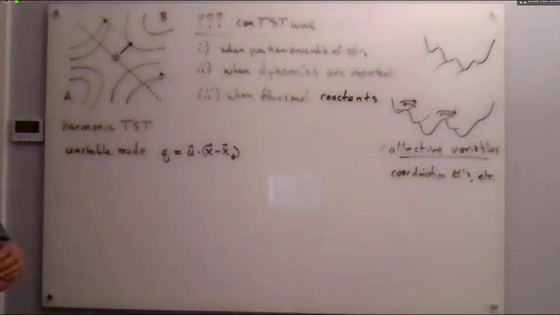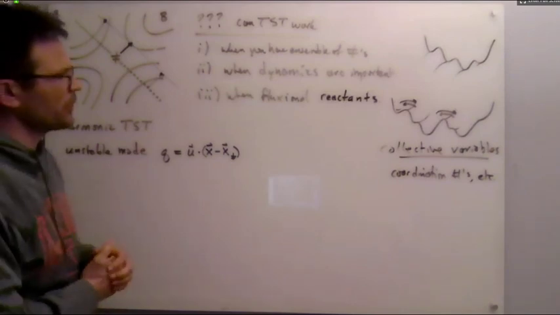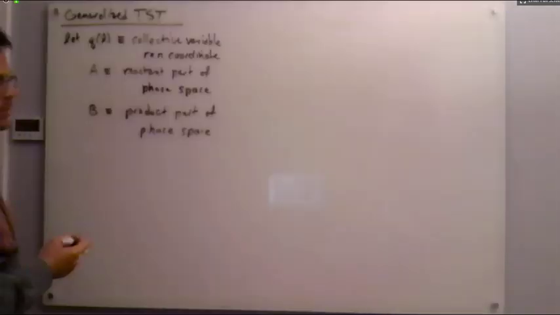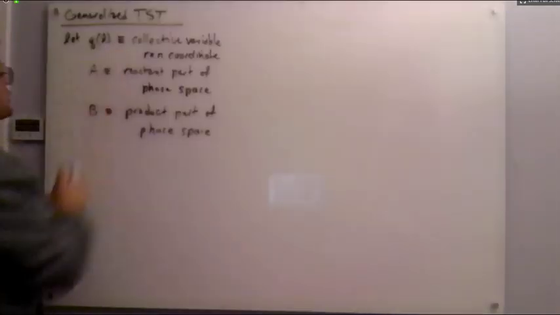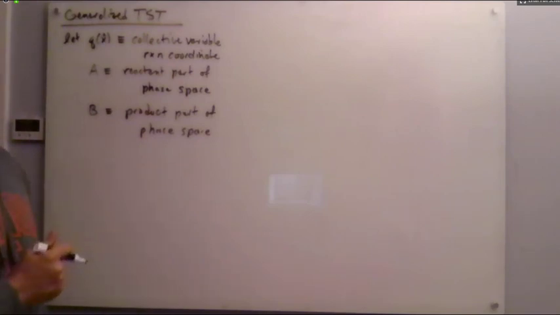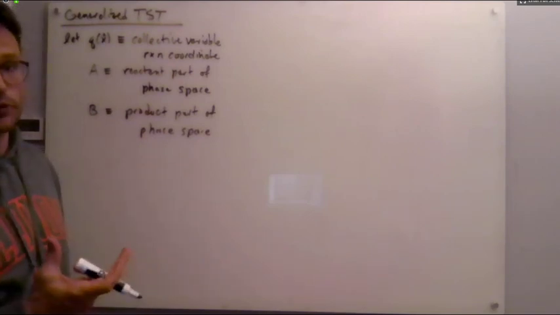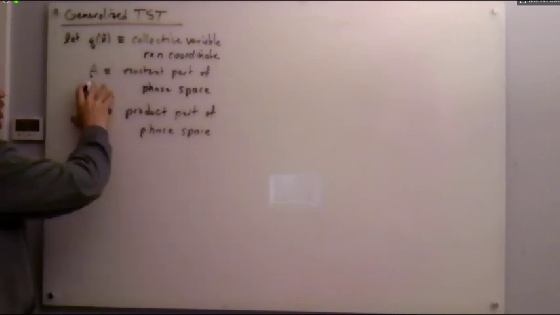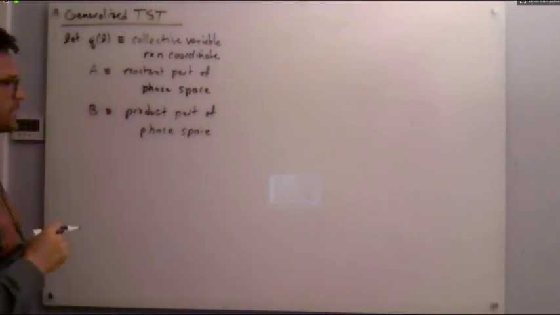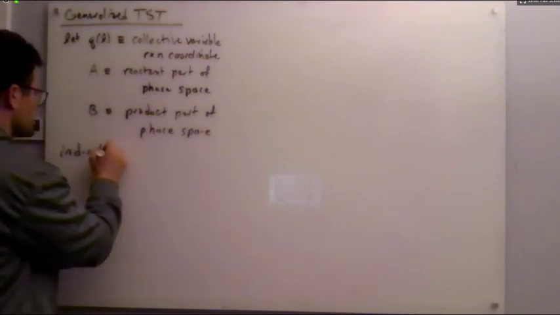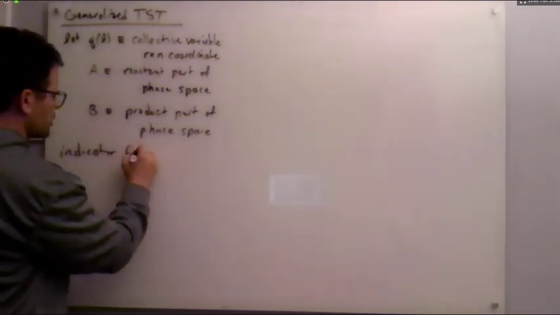All right, so let's go on now and talk about this generalized transition state theory. In the generalized transition state theory, we're going to build everything around a collective variable reaction coordinate. That could be a bond distance, it could be a difference of two bond distances, it could be a dihedral angle, it could be coordination numbers like I mentioned in the last video. We're going to also define a reactant part of our phase space, and we're going to define a product part of our phase space. These things are called indicator functions.